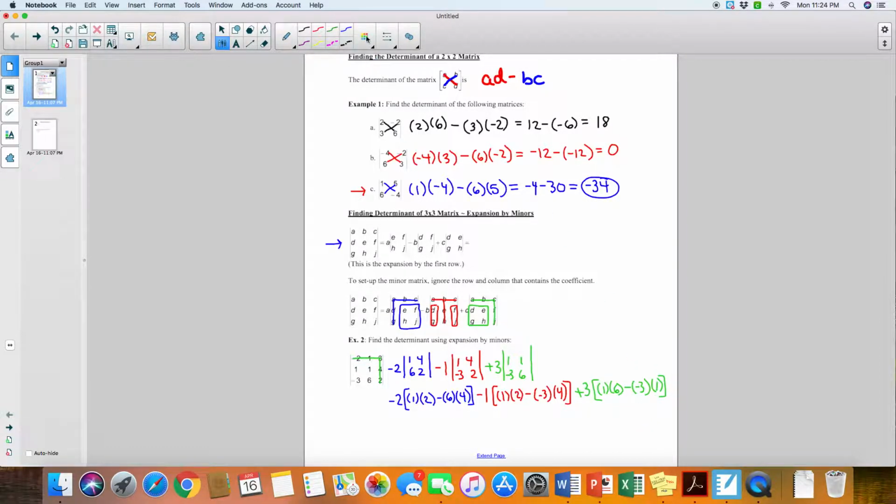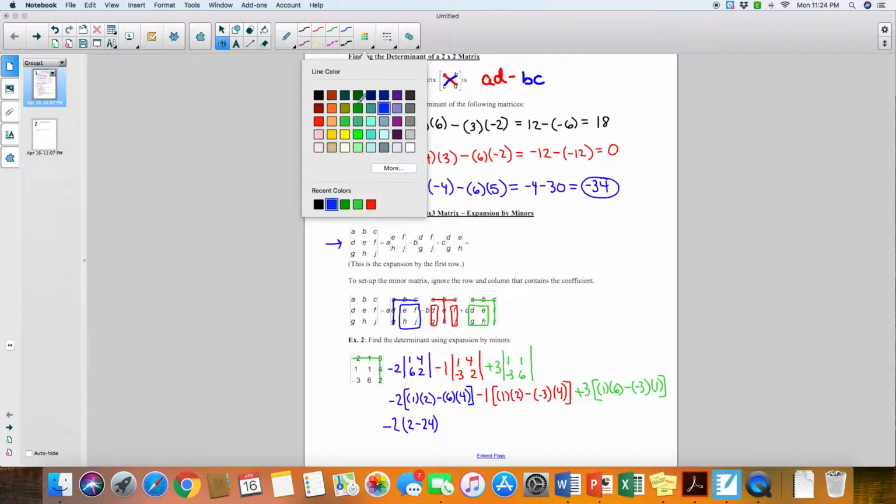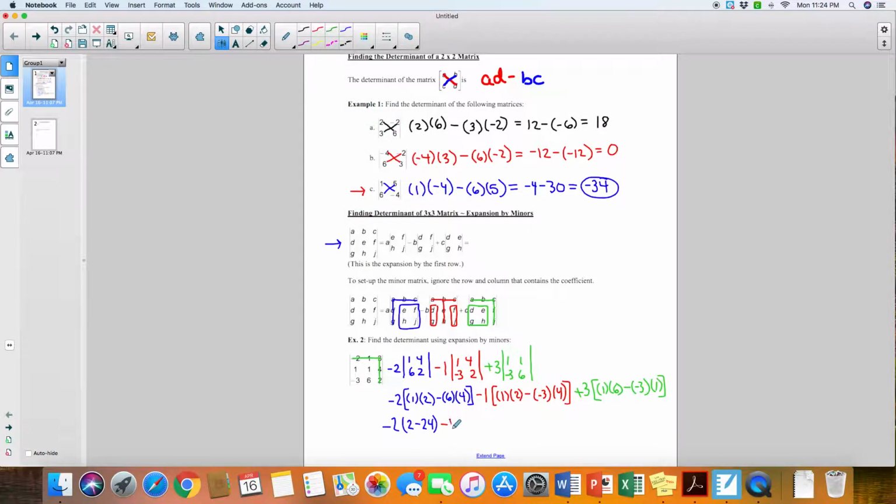All right, and so the last thing to do now, simplify some more. So this would be 1 times 2, which is 2, minus 24. All right, minus 1 times 2, which is 2, minus -12. All right, and then we got plus 3 here. And then, so 1 times 6 is 6 minus -3.